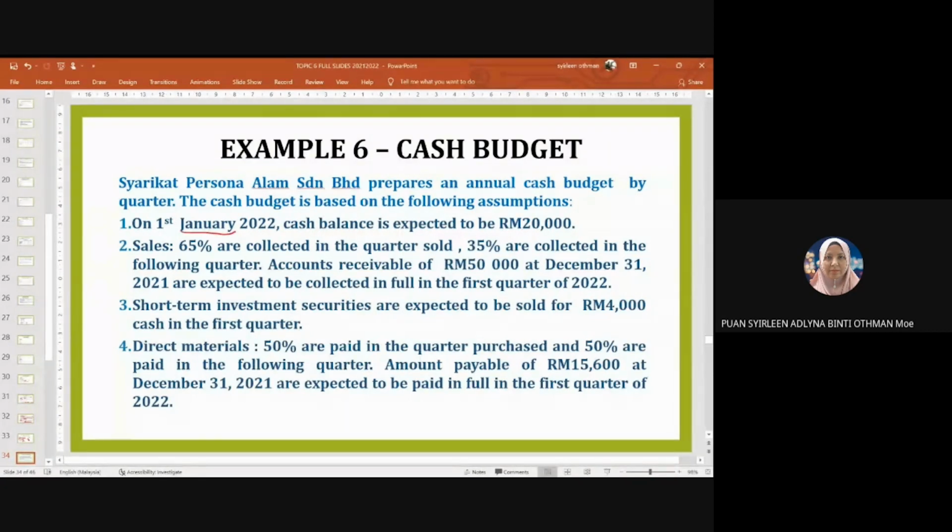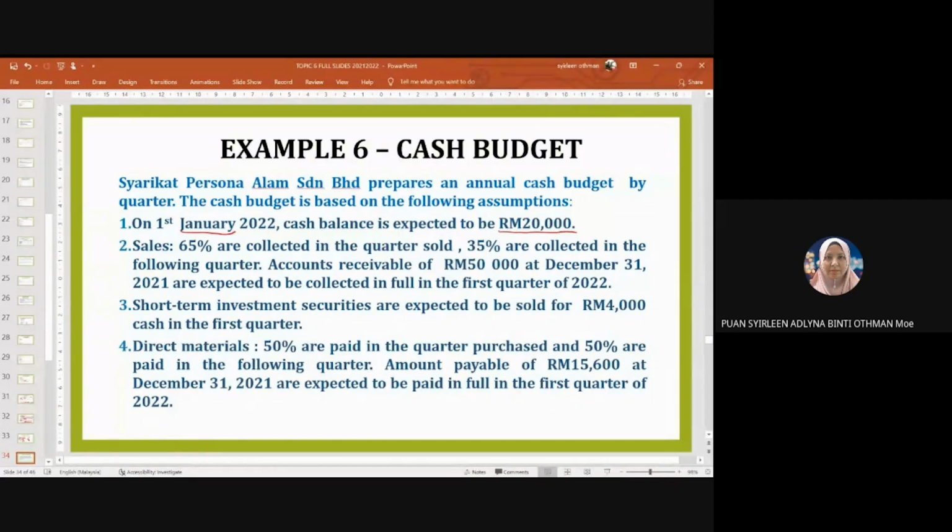So that means in my budget akan ada bulan January, February and March. Okay, alright, so untuk 1st January dia dah bagi tahu dekat situ, cash balance kita start off the cash budget with a balance of 20,000.